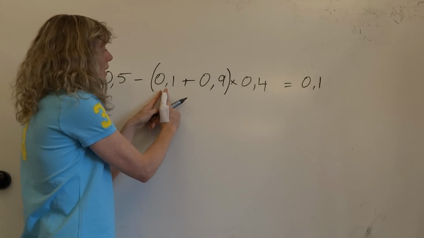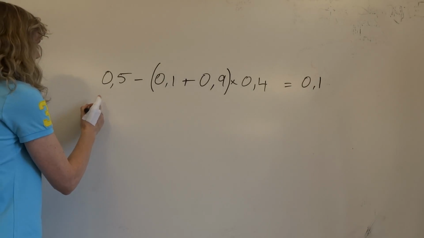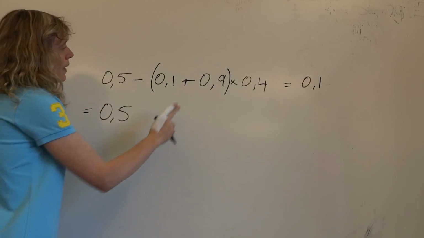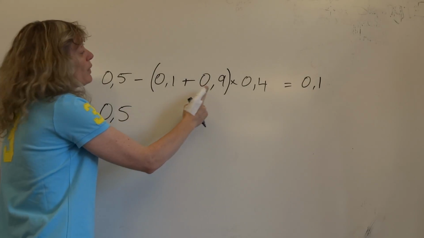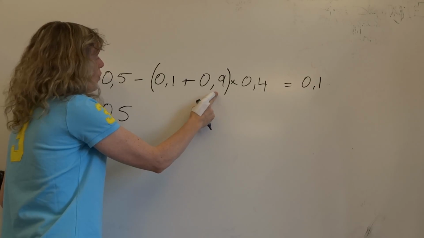So there's actually only one place that we could put the brackets. It would be to add 0.1 and 0.9 together. Well, let's do that and see what happens. So we haven't done anything with the 0.5, that won't change at all. We've put this one in brackets, which means we calculate it first. 0.1 plus 0.9 is 1.